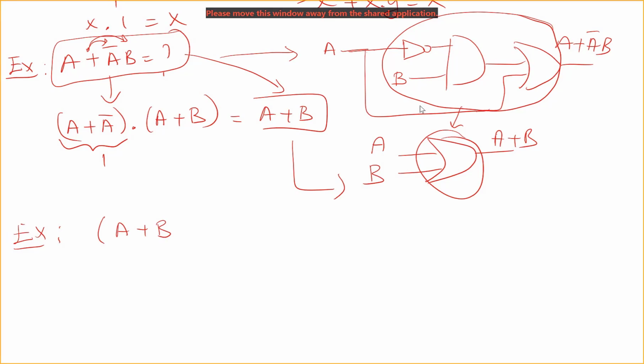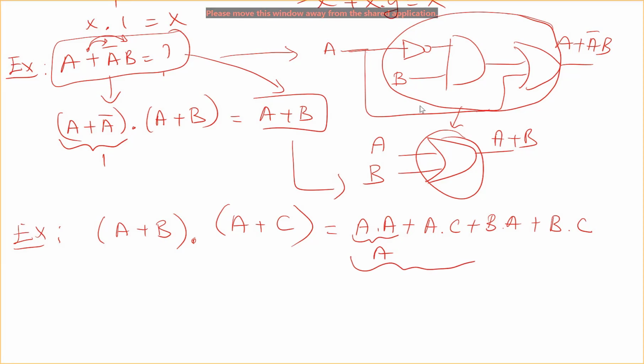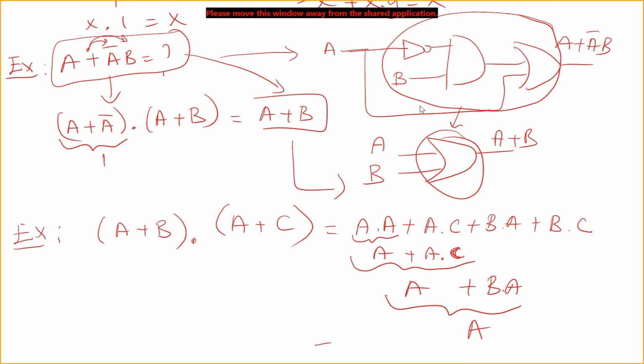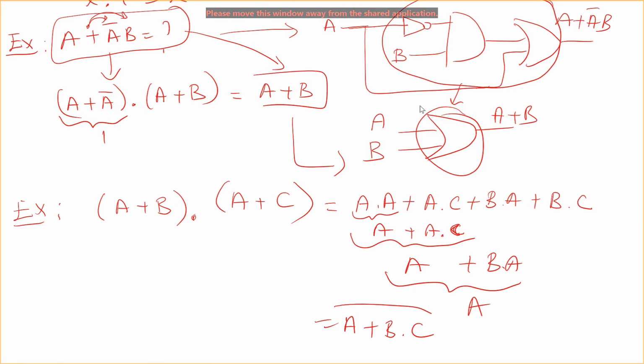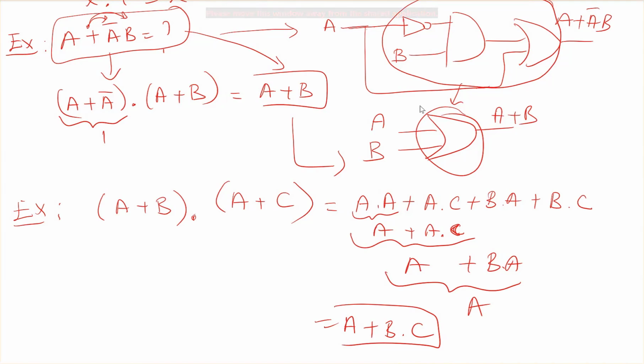So I am given this function, (A or B) and (A or C). If I try to minimize this, then I will have A and A, or A and C, or B and A, or B and C. So this is A, and if you look at this, A plus A and C will also give you A. And then I will have B and A, which is again A. So the result is A or B and C. So this is the simplest that I could get.